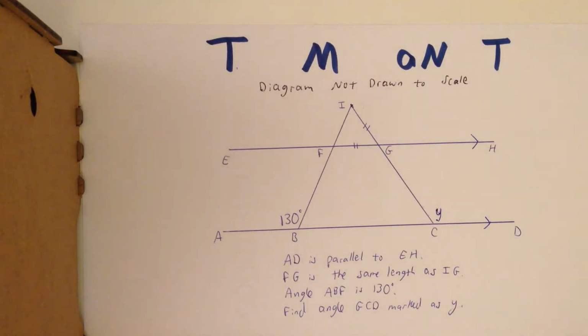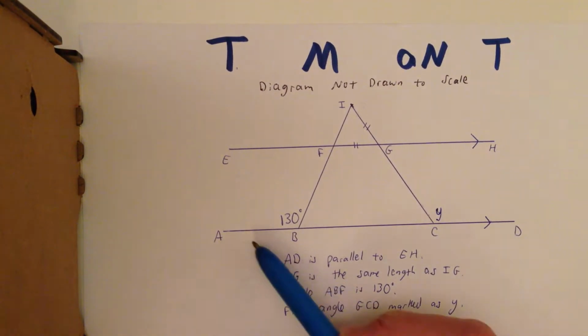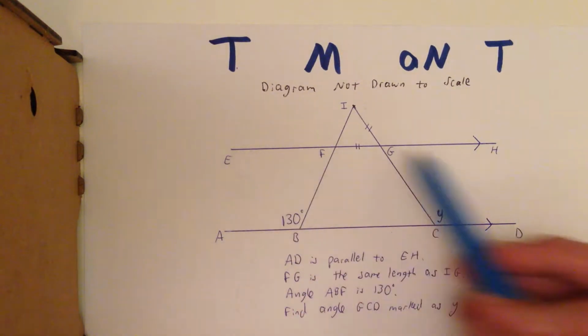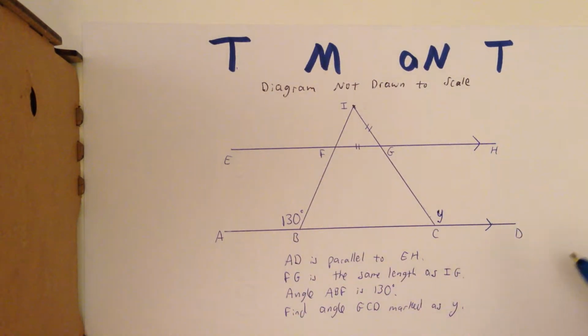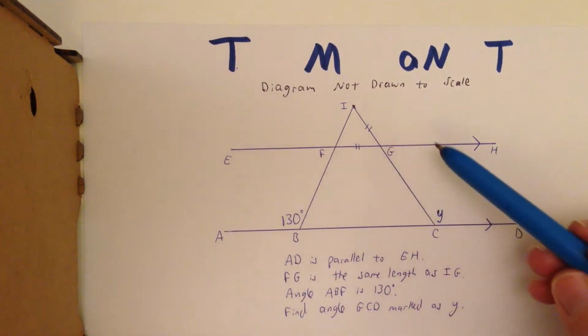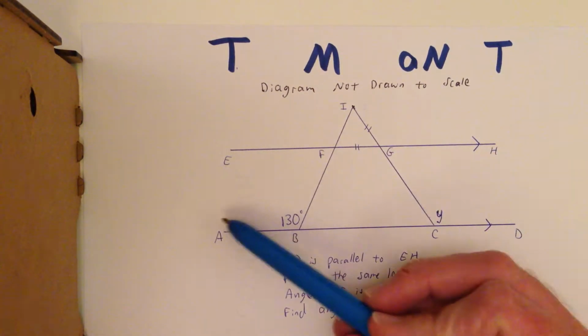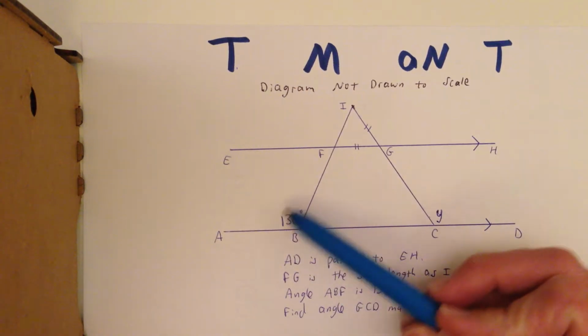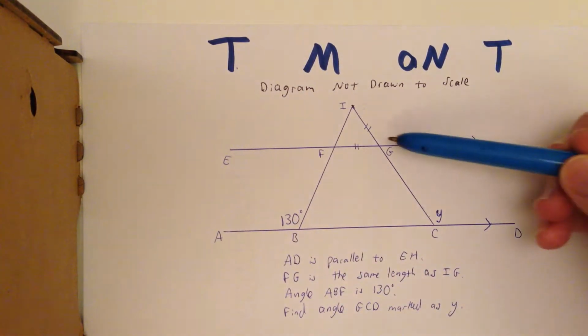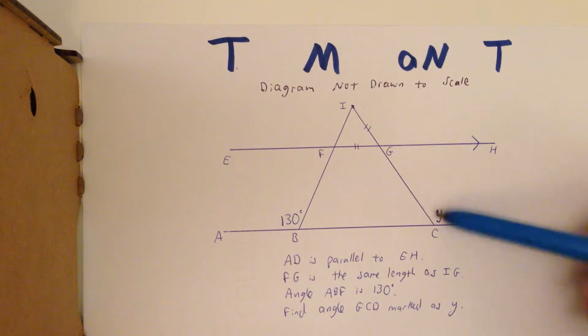So with any great exam question, we want to read the question and understand it. So AD is parallel to EH. Parallel, you can see the arrows. FG is the same length as IG. You can see the two tick marks. Angle ABF is 130 degrees. Find angle GCD marked as Y.